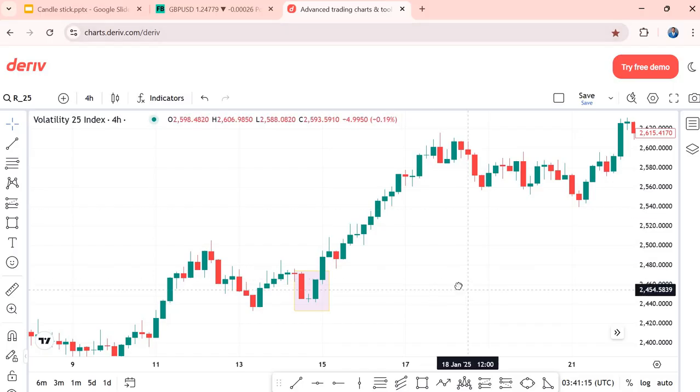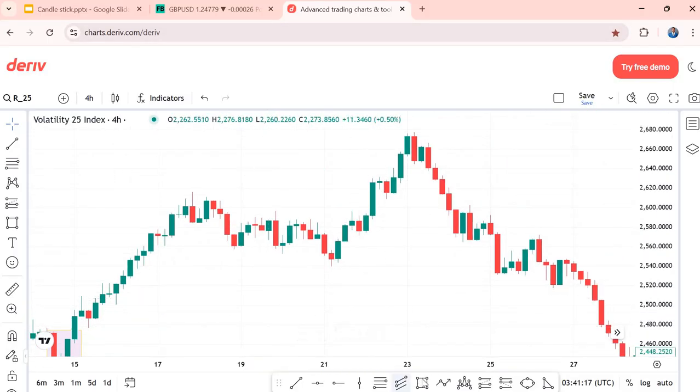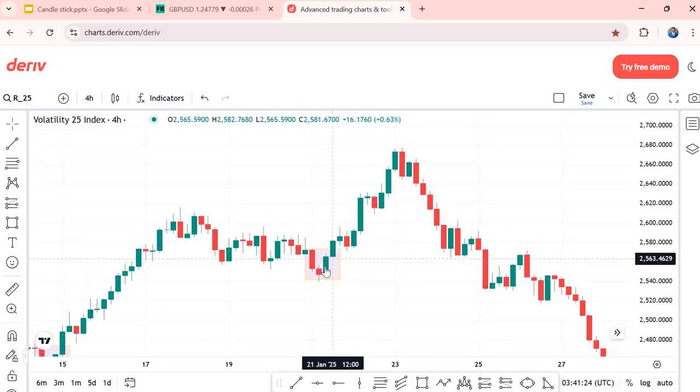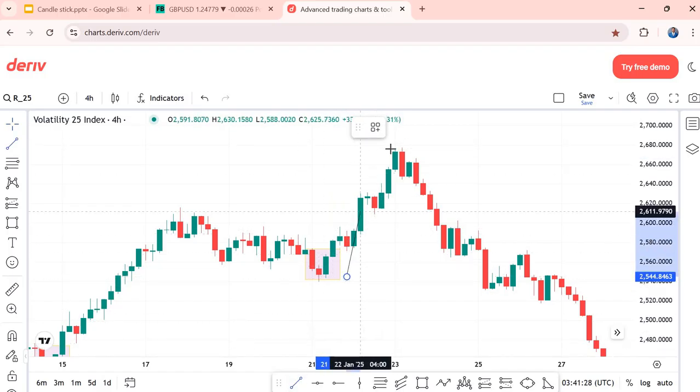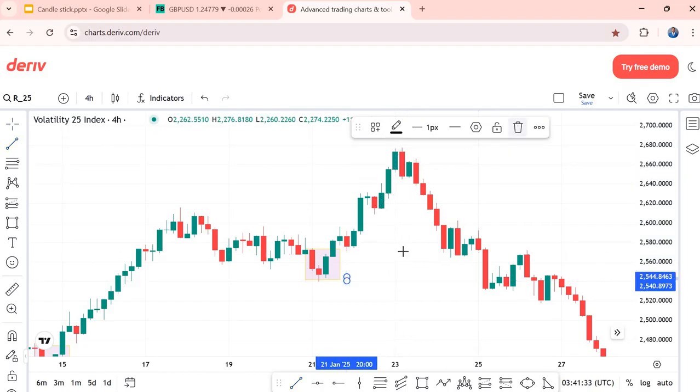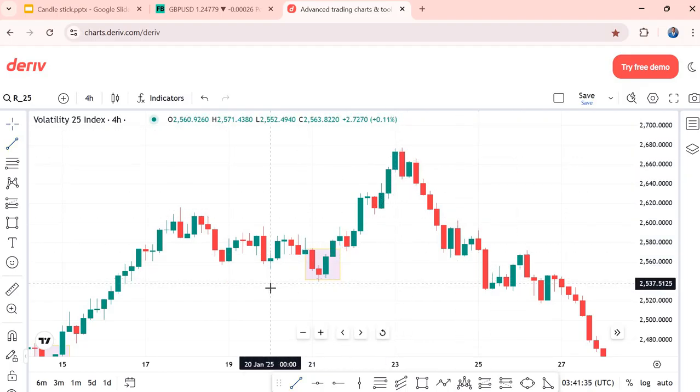We can search and search. Look, we have another one here. You can search on the chart, you see a lot of them. Look at after the formation of this morning star, look at how price moved all the way up from this bottom to the upside. So that is how the morning star candlestick pattern works.